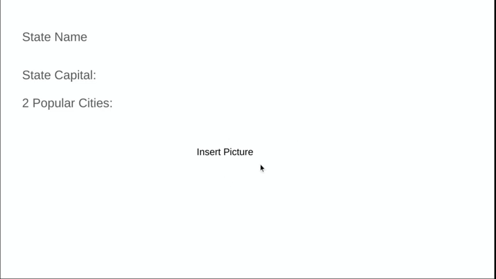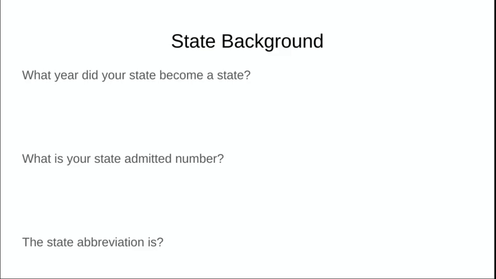Now, you can insert pictures of the state, okay, that's a cool thing that you can add. You guys all know how to insert pictures, all right? It would be really cool if you found like a really nice picture of your state or you found a capital city. So insert some pictures there. Then state background. This can be found on Ducksters.